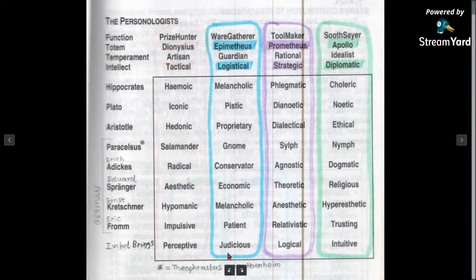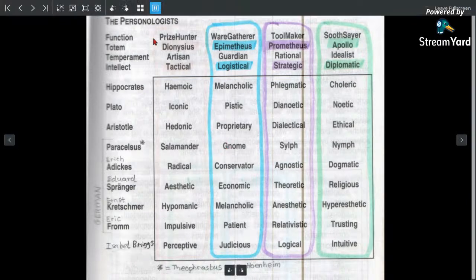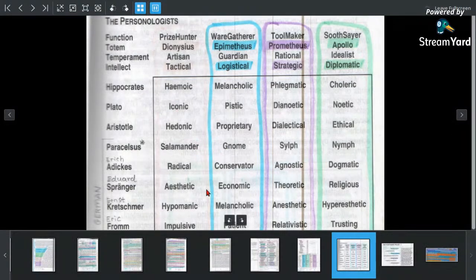So, economic, theoretic, religious, aesthetic. You see, through these various personologists. I put Briggs in there. I just thought she should be named after the mother.